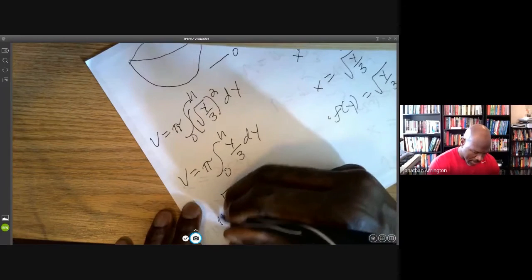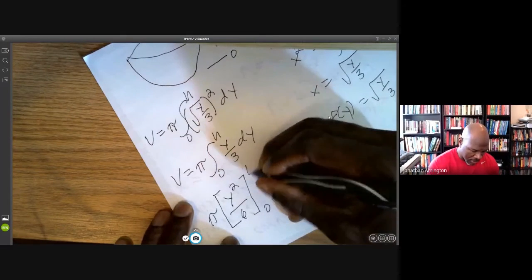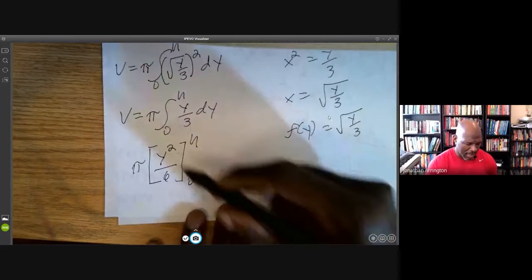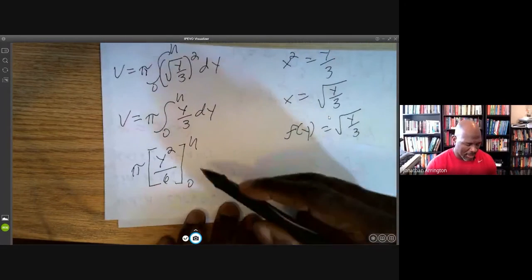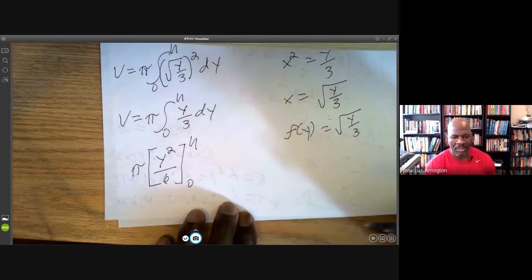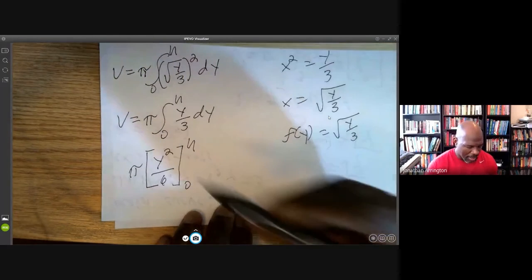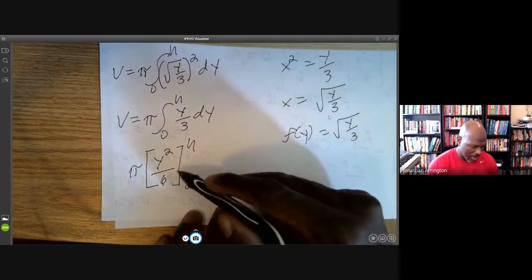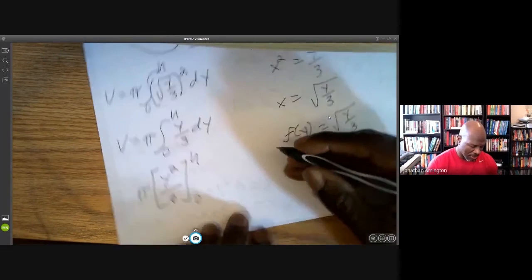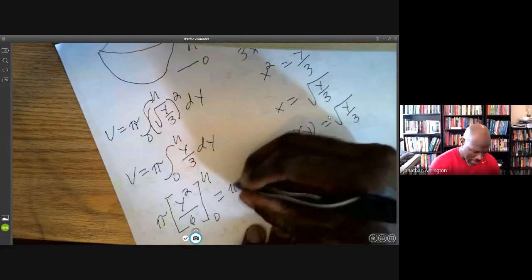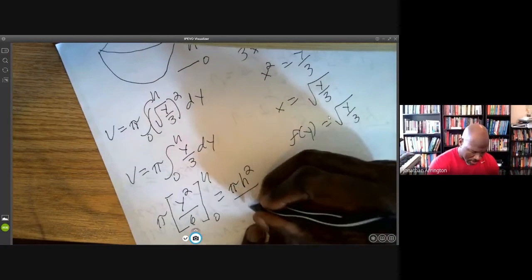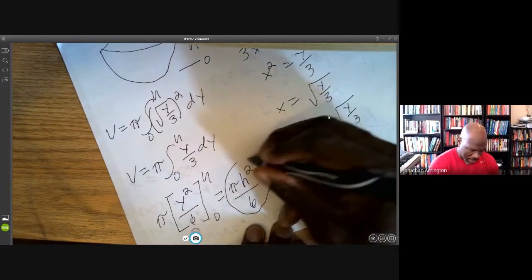So we get pi times y squared over 6, to be evaluated from 0 to h. Plugging in 0 here would give me 0, so I don't have to worry about plugging in 0. All I have to do is plug in h. And if I plug in h for y, of course, I get h squared over 6. So this is pi times h squared over 6.